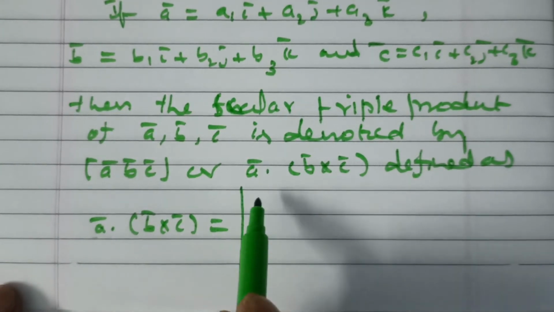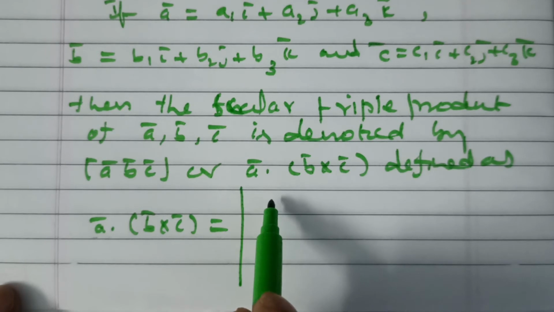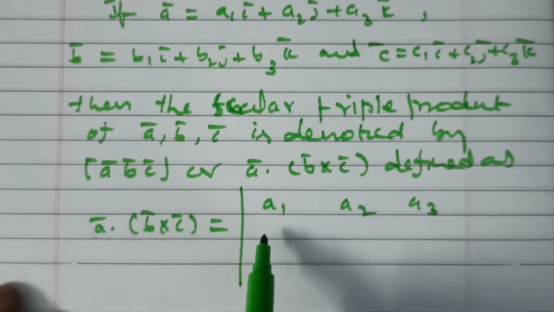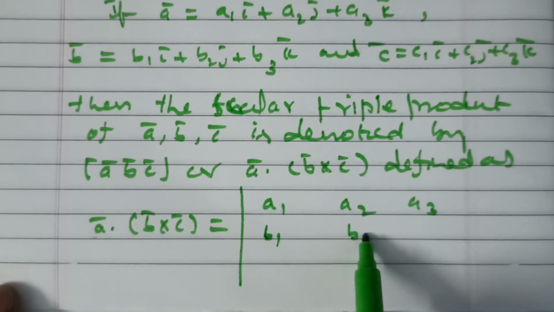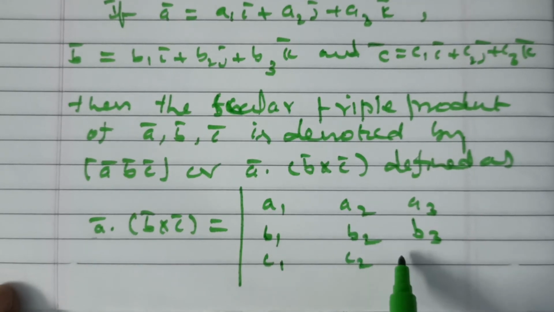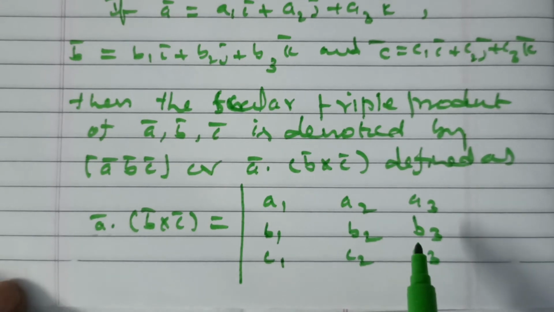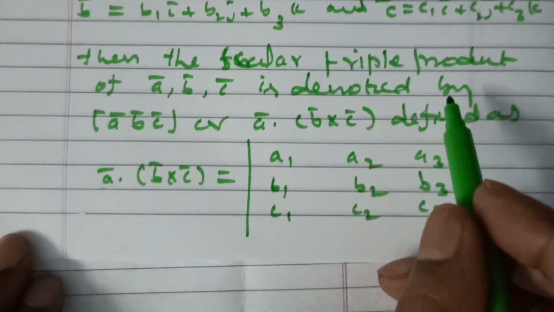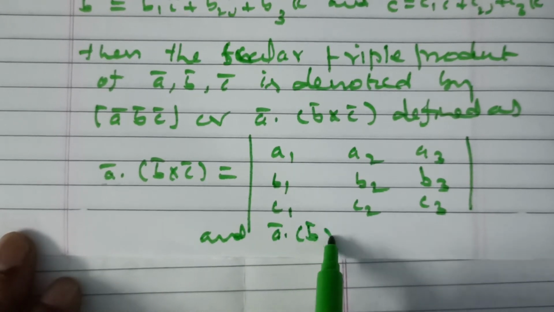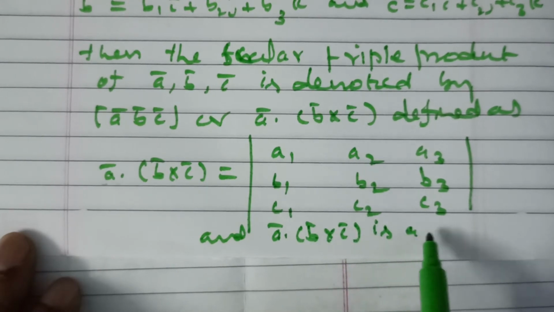3 by 3 determinant. First row, A bar vectors, A1, A2, A3. Next, B bar. In B bar, the coefficients of I bar, J bar, K bar are B1, B2, B3. Next, similarly, in C bar, I bar, J bar, K bar coefficients C1, C2, C3. This is simplification. And A bar dot of B bar cross C bar is a scalar quantity.